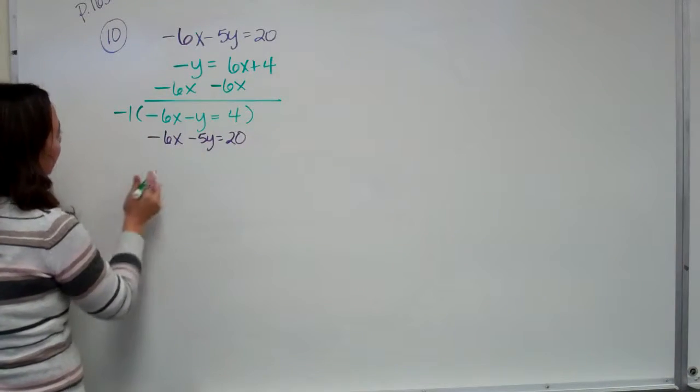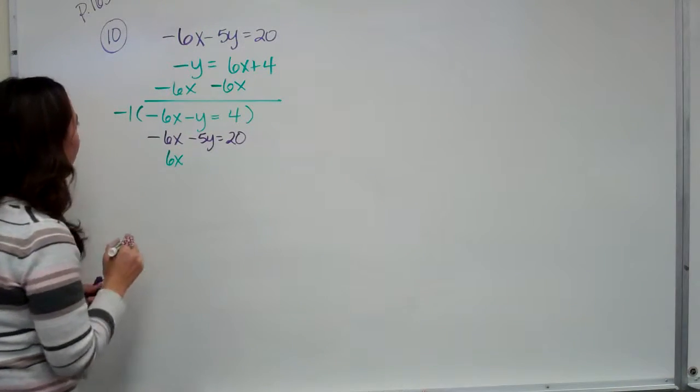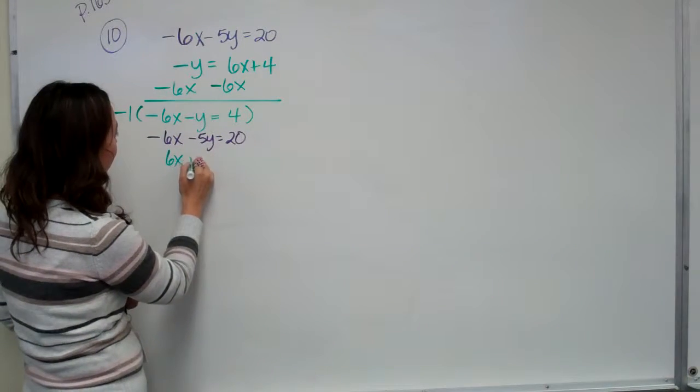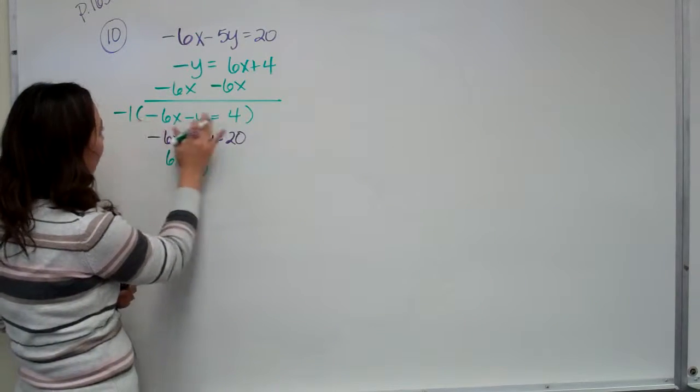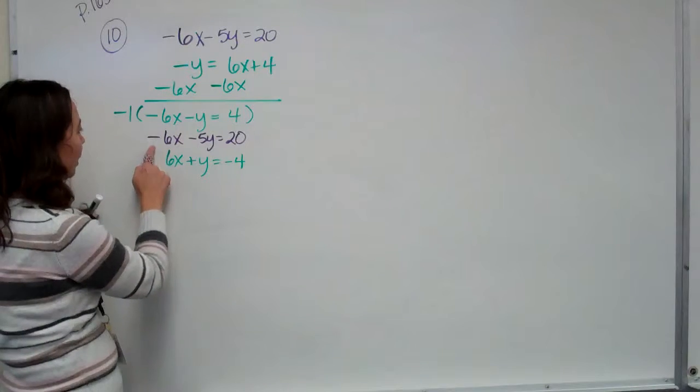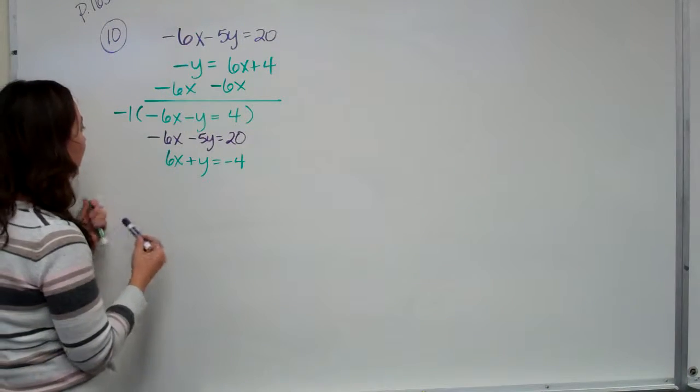So negative 1 times negative 6x is positive 6x. Negative 1 times a minus y, or a negative y, is a plus y. Negative 1 times 4 equals negative 4. Okay, now I have something that will cancel out here. These x's will cancel out.